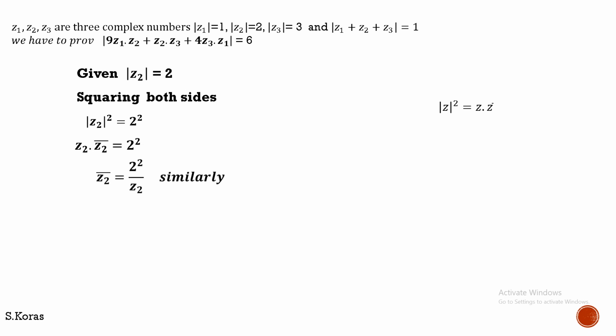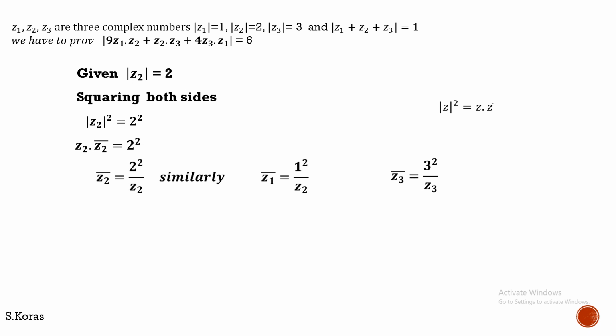Similarly, we can go for z1 and z3. z1 bar will be equal to, here the modulus value is 2, so it becomes 2 square. Here the modulus value is 1, so it will become 1 square. Here the modulus value is 3, so that will become 3 square. Right. So we got z1 bar, z2 bar, and z3 bar. Let us proceed in the same way.